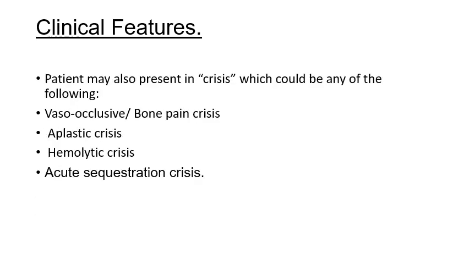Now, the patient may also present in crisis. Crisis could be vaso-occlusive, a bone pain crisis, aplastic crisis, hemolytic crisis, hyperhemolytic crisis, and acute sequestration crisis involving the spleen, where the spleen swallows a large number of red blood cells.